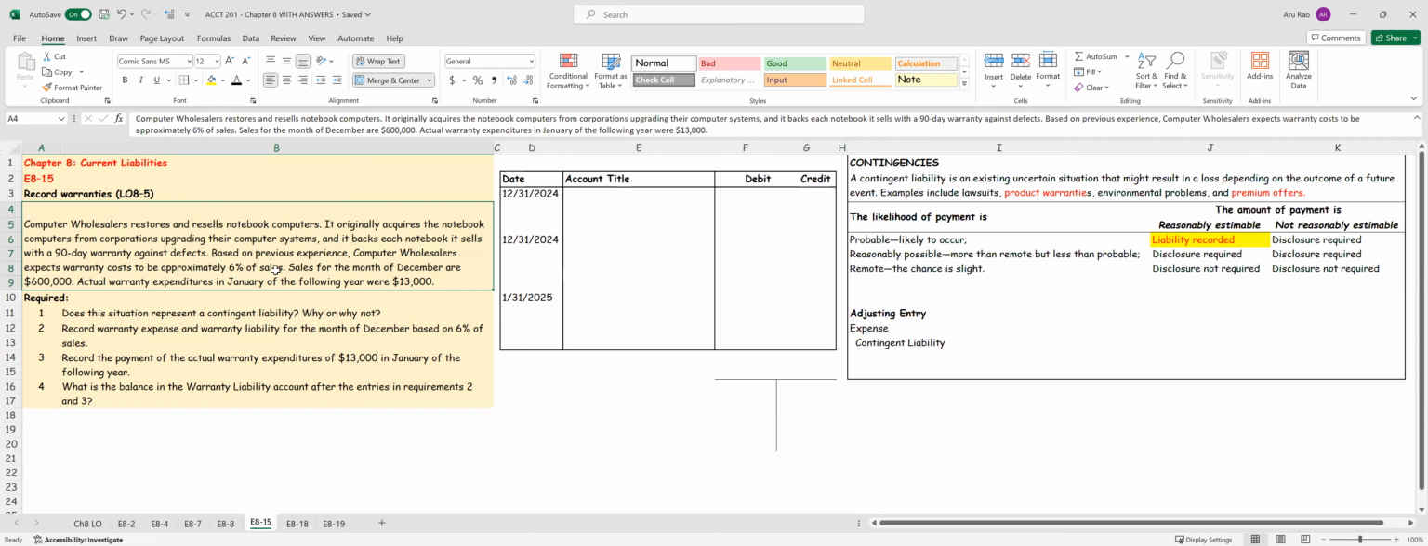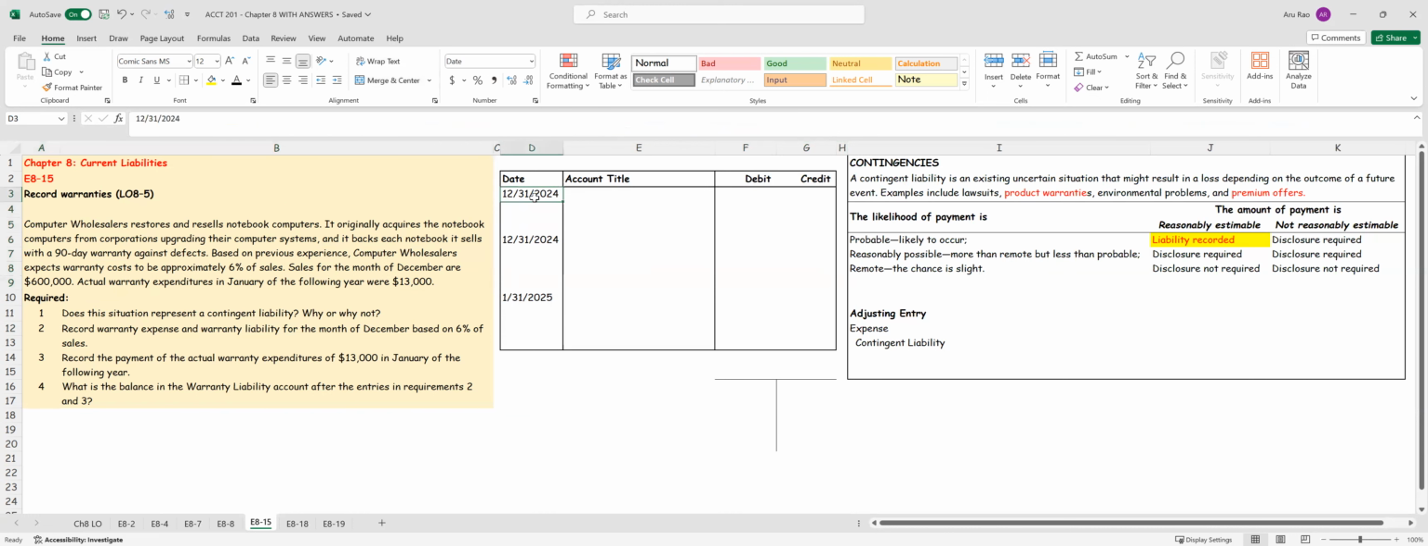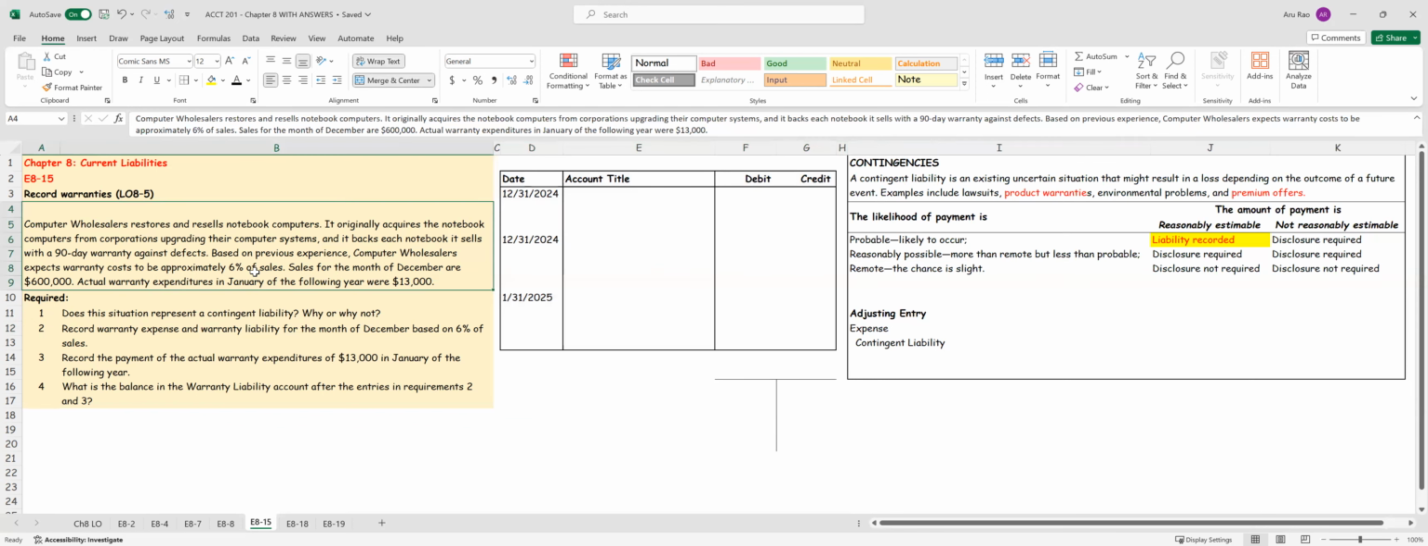Based on past experience, computer wholesalers expects warranty cost to be approximately 6% of sales. Sales for the month of December are $600,000. Then they tell us actual warranty expense in January the following year is $13,000. On December 31st, I need to decide whether I have to do a journal entry or not. So the first question being asked is, does this situation represent a contingent liability? Probable, reasonably possible, or remote? What have they told us?